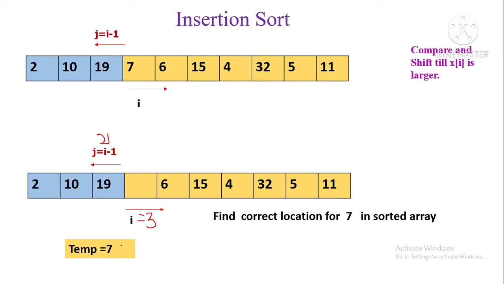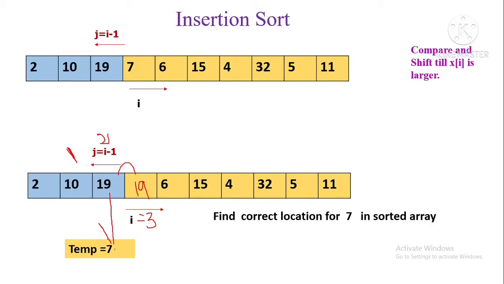Now I want to find out the proper position for this element 7. Simply compare this 7 with 19. Since 19 is the largest one, 19 should be shifted to the next position. Now a hole is produced in this position. Next j should be decremented, right? Initially it was 2, now j should be decremented, so now j value is 1.